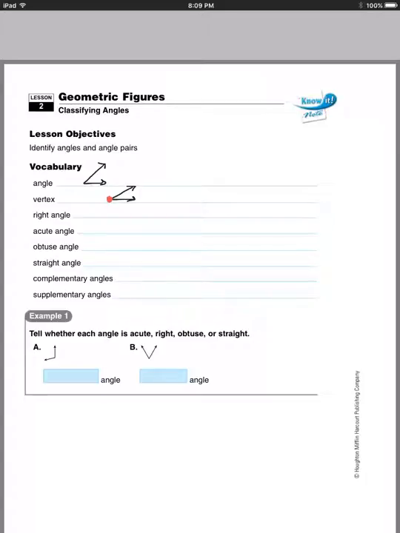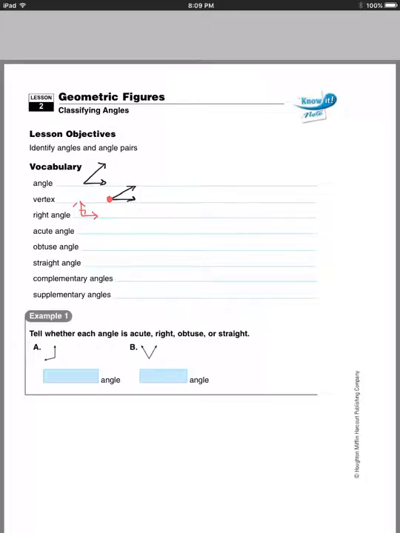A right angle is an angle that measures exactly 90 degrees. And the other thing about a right angle is it always has this little box there that indicates 90-degree angles. And we can still have the arrows here. An acute angle is an angle that measures greater than 0 degrees but less than 90 degrees. An obtuse angle is an angle that measures greater than 90 degrees but less than 180 degrees. A straight angle is an angle that measures exactly 180 degrees.